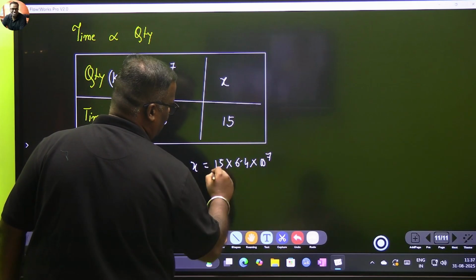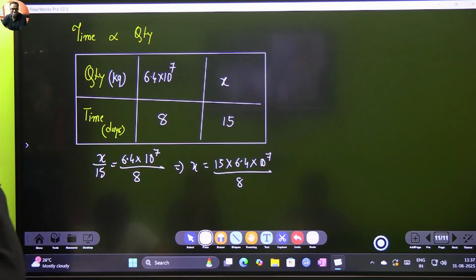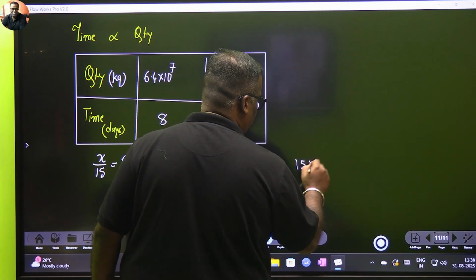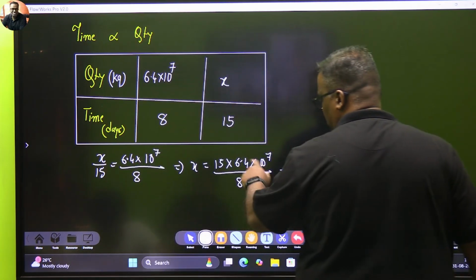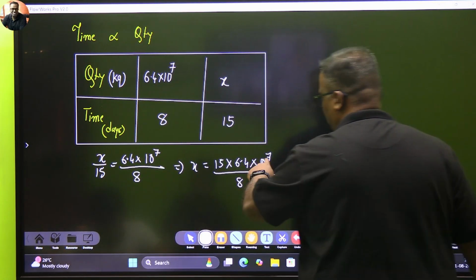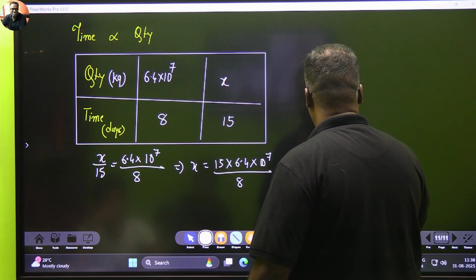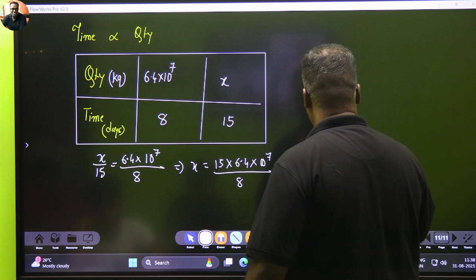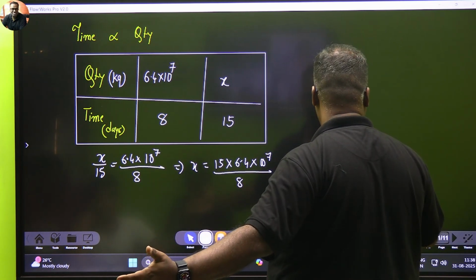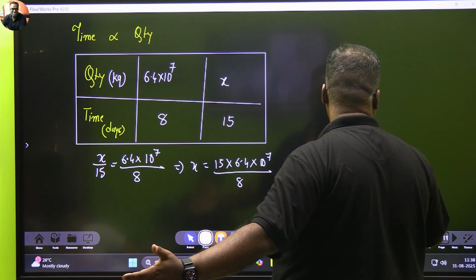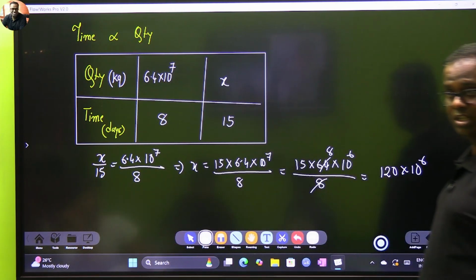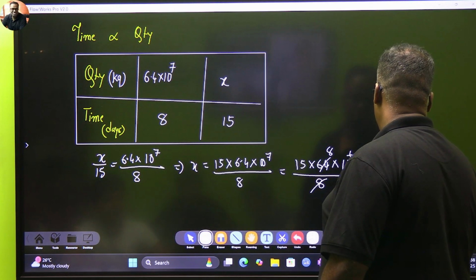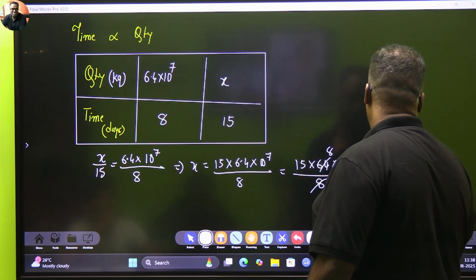to the power 7 divided by 8. Now, how do you do this problem? In order to make it easy, you can do it like this: 15 into 64. So you have made 6.4 into 64, so you reduce the 10's power by 1. So 8 is 64, 15 7s are 105, 15 8s are 120 into 10 to the power 6. But this is not scientific notation. Scientific notation will be 1.2 into 10 to the power 8 kg.